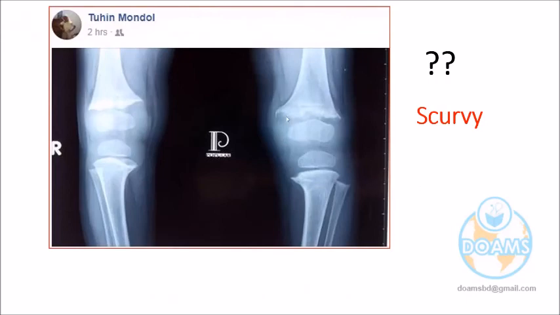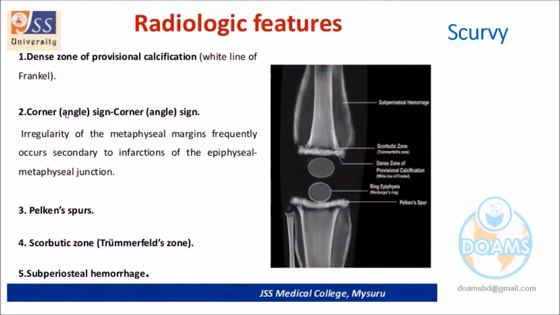And there are some pictures. The features are there. There is some terminology, like a burger, round. There are many issues you will learn from here in the subsequent slides. Scurvy has semi-diagrammatic radiologic features. Dense zone of provisional calcification. Another name is the white line of Frankel.